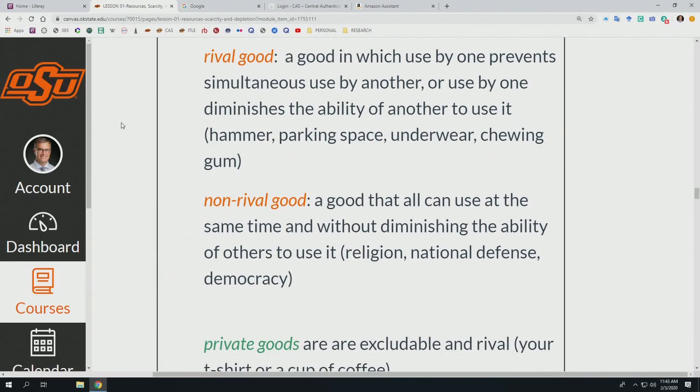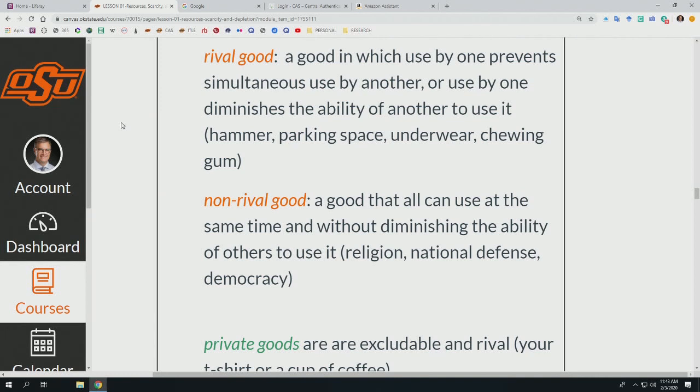So anyway, a rival good is a good in which use by one person prevents simultaneous use by another person, or use by one diminishes the ability of another to use it. This is another important point. If I'm using a hammer, while I'm using it, nobody else can use it.